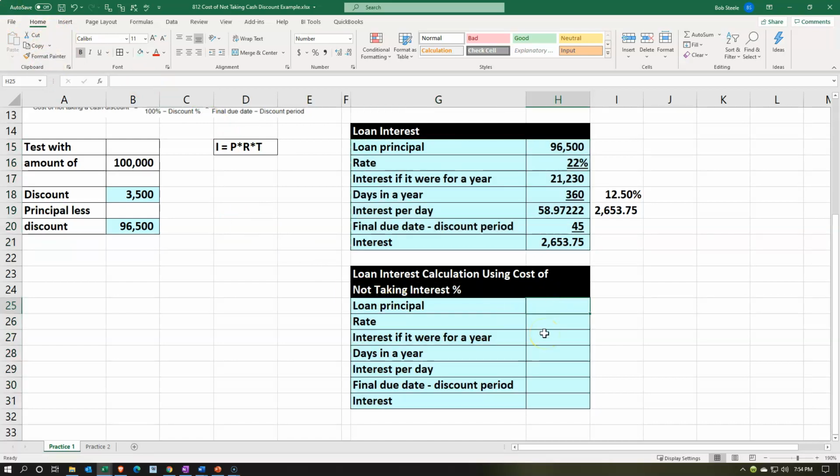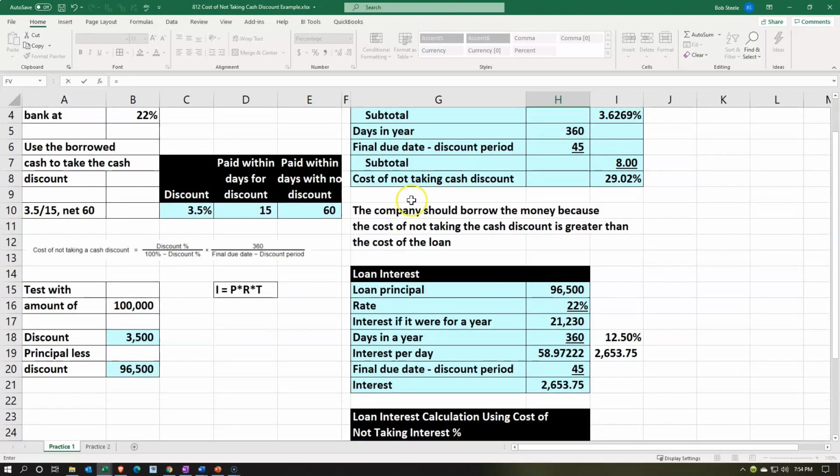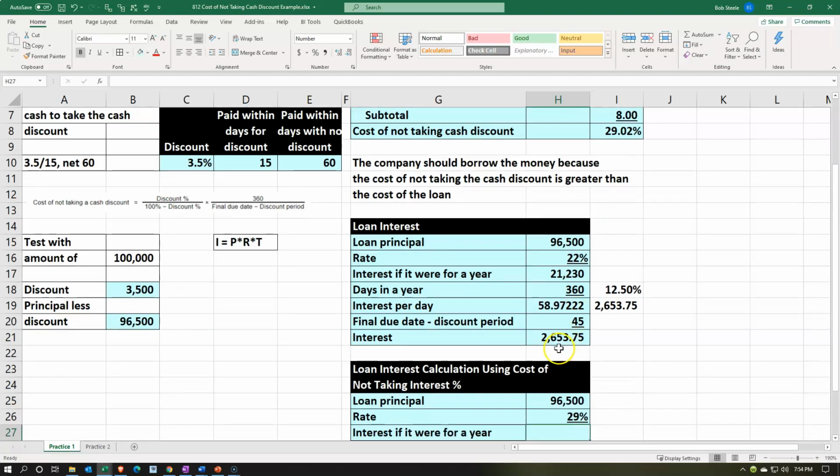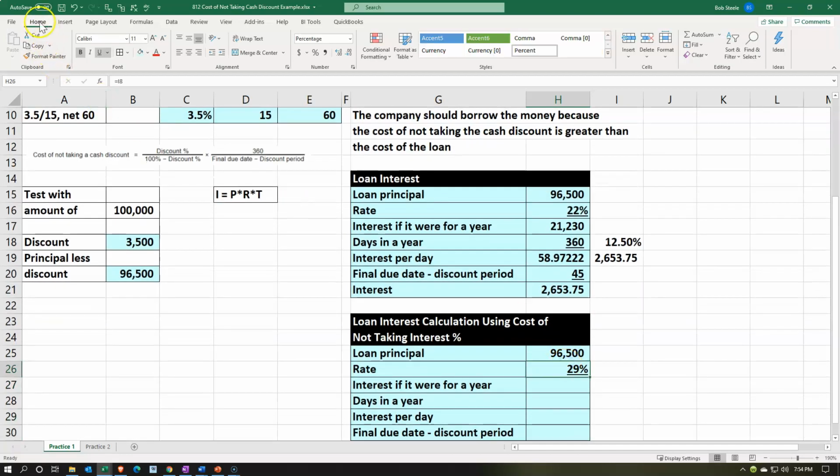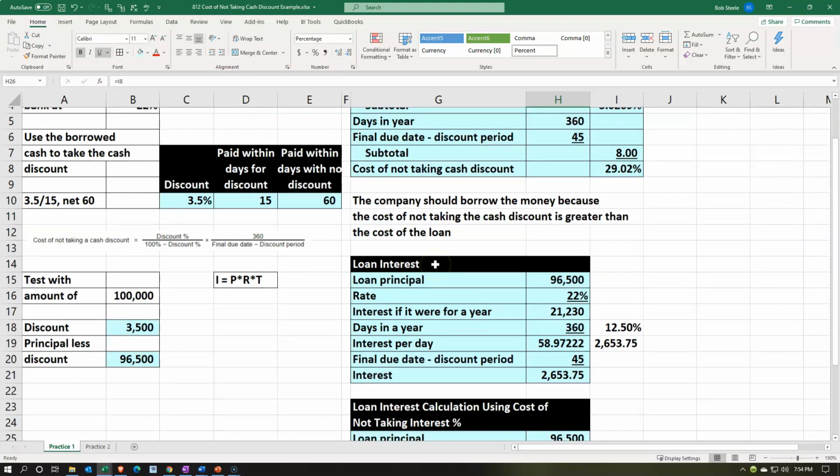this calculation again. I'm going to say, all right, this is going to be equal to the 96.5, the loan. The rate now, let's assume the rate this time is equal to the cost of not taking the cash discount, and see what we end up with. We should end up with the 3,500, right? Because that would be kind of like the break-even point. So let's add a couple decimals, Home tab, numbers, add a couple decimals, and so there we have that.